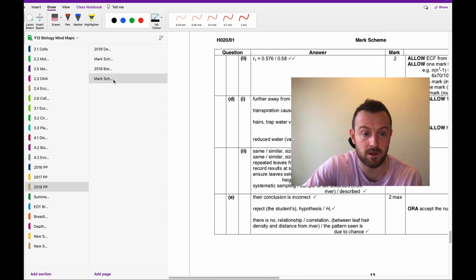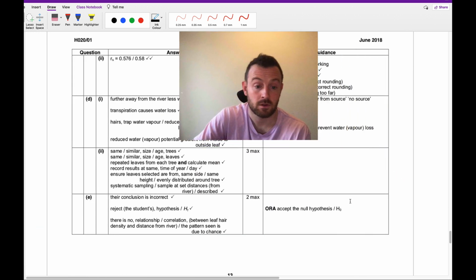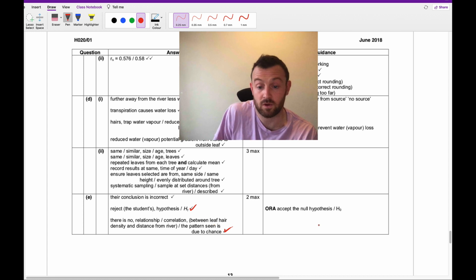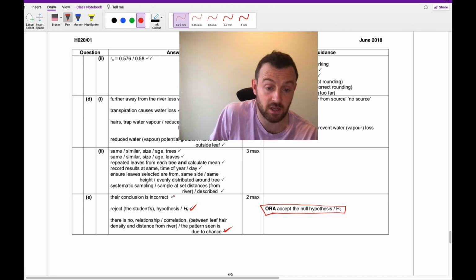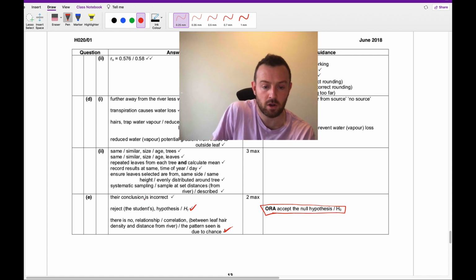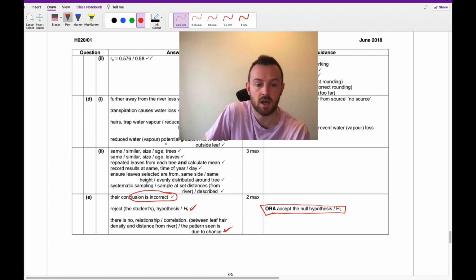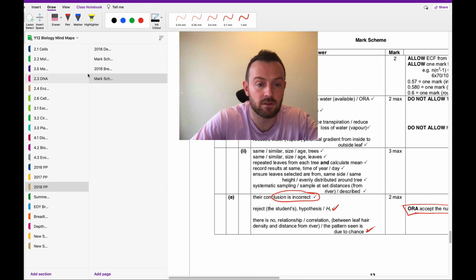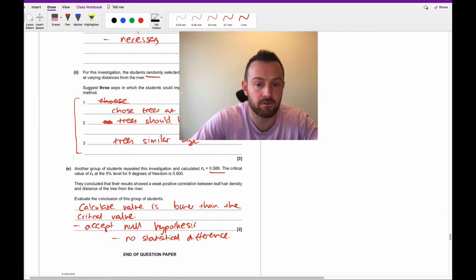Let's double check the mark scheme there. Yeah, reject the hypothesis, there is no relationship. Okay, accept the null hypothesis. Their conclusion is incorrect. I don't think I said this. I think I've only got 1 mark. So the conclusion is incorrect. Up here, yeah, that's everything we said. Okay, so that's the final bit for that paper.